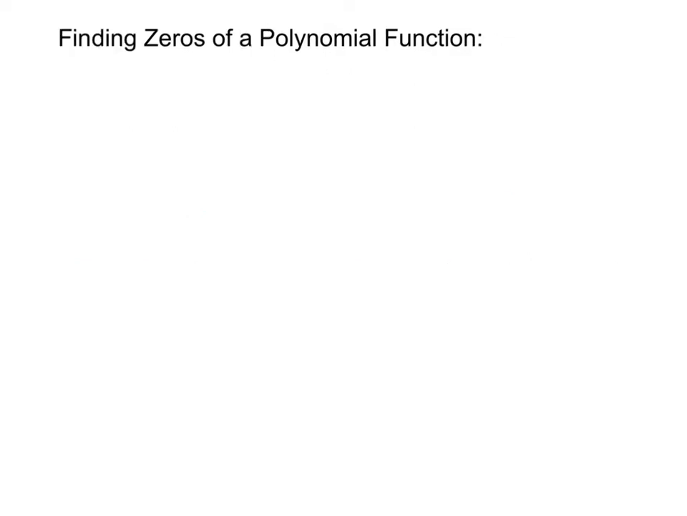Now we'd like to see how we can use the rational zero theorem to actually find the zeros of a polynomial function. Again, I'm going to use another example. The function will be f of x is equal to x cubed plus 2x squared minus 5x minus 6, and we want to find all the zeros. We start off by looking at the leading coefficient, which is 1. So the factors of that leading coefficient are simply going to be plus or minus 1.